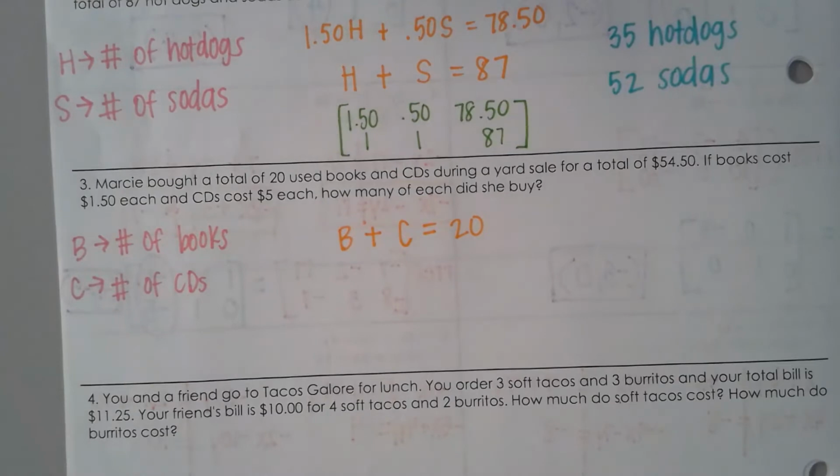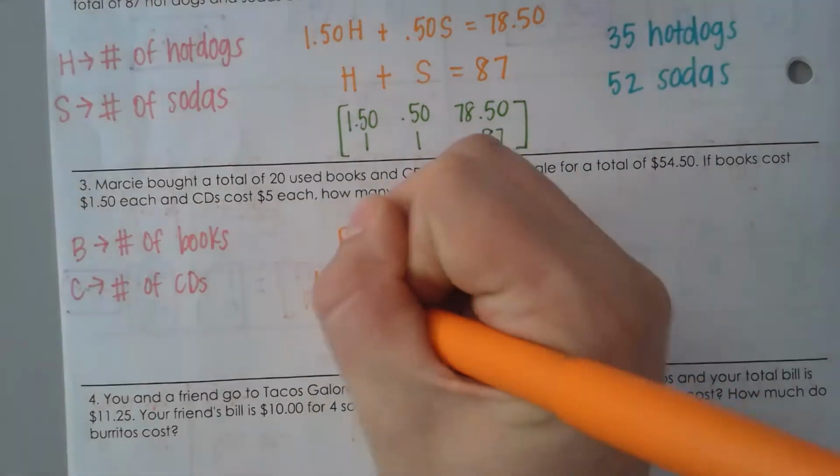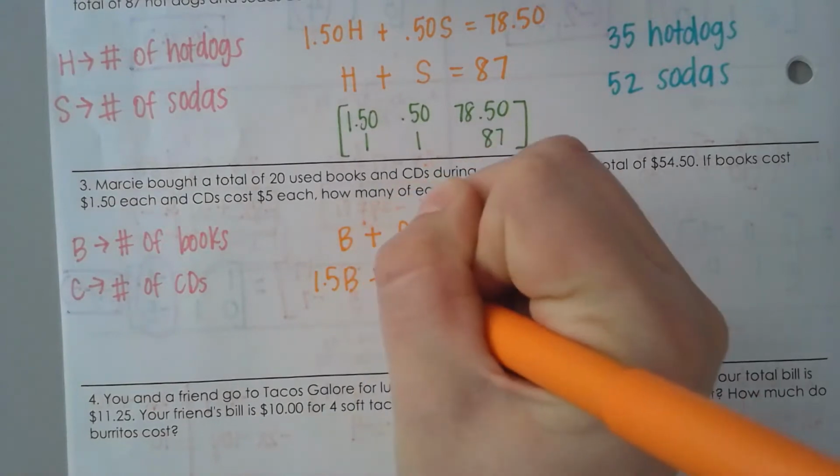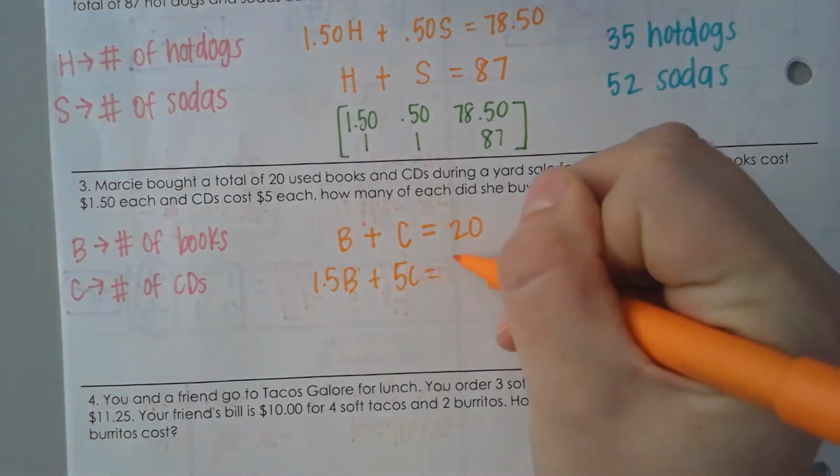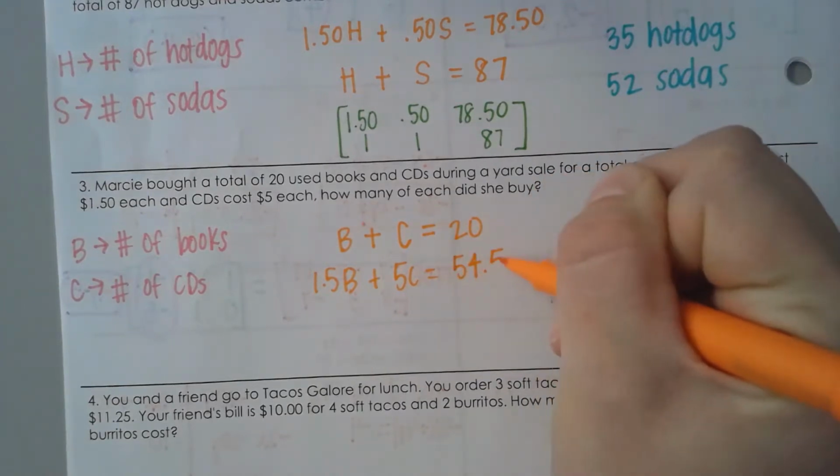And then we can work with the cost. So books are $1.50 each, and CDs are $5 each. So what would this equation look like? 1.50 B plus 5C equals 54.50.